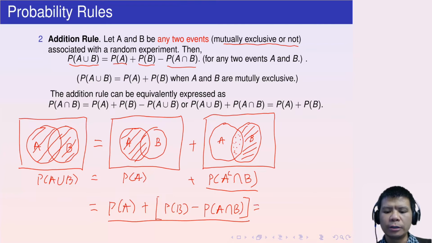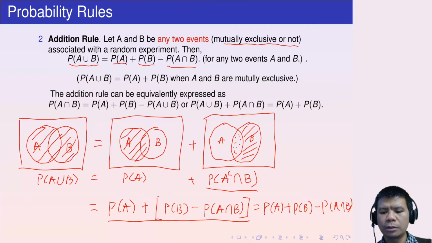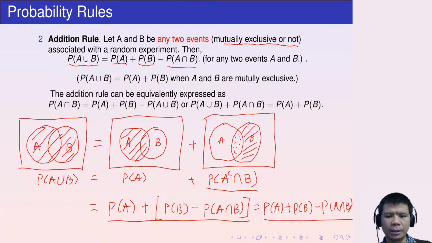Then this one, of course, equals what? Probability of A plus probability of B minus the probability of their intersection. Okay, so that's how we got the addition rule. So the addition rule is used to find the probability of the union. It is probability of A plus probability of B, and minus, all right, minus the probability of the intersection. Okay, so be careful on that.